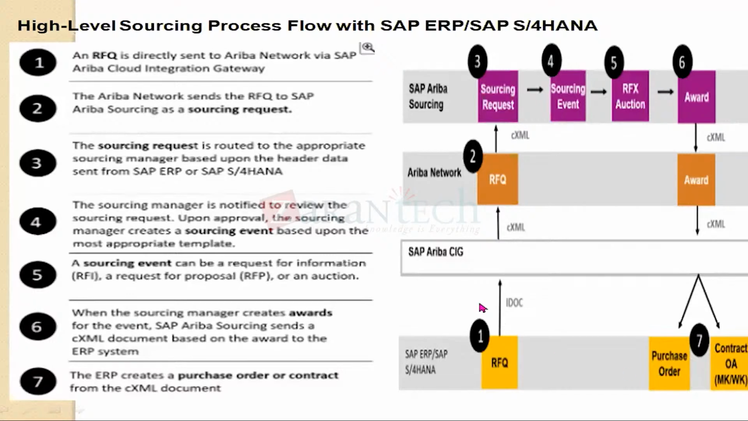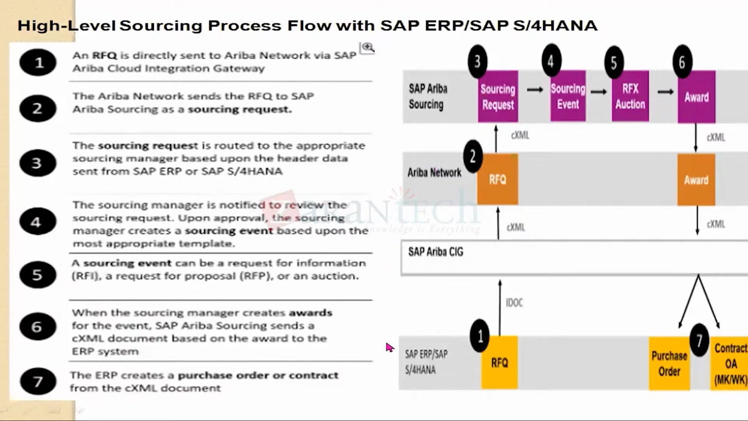So this is the kind of process you may be expected to design if your customer is implementing only the Ariba sourcing module and has SAP ERP as the backend system. Now, as part of this process flow, let's look at the different configurations we have to perform. We have to do the setup on the SAP ERP side first, then certain setup on the Ariba CIG, and after that certain setup on the Ariba side as well.